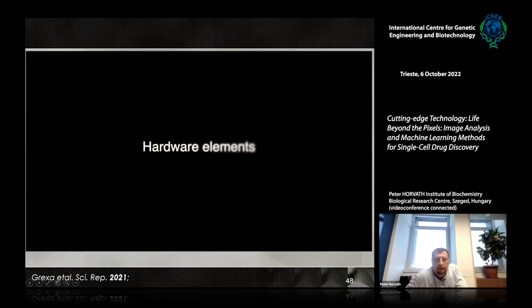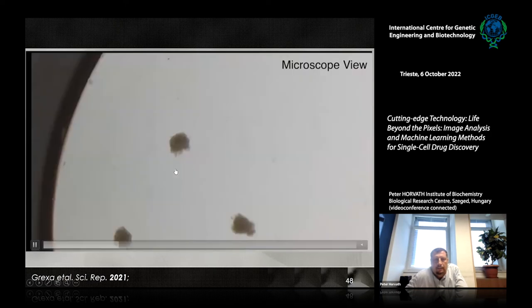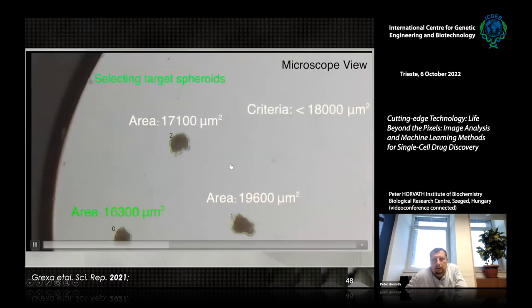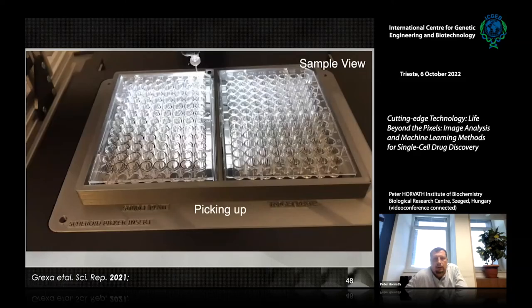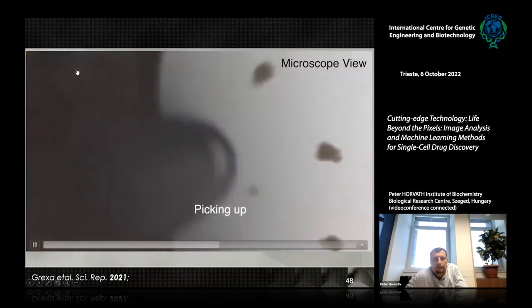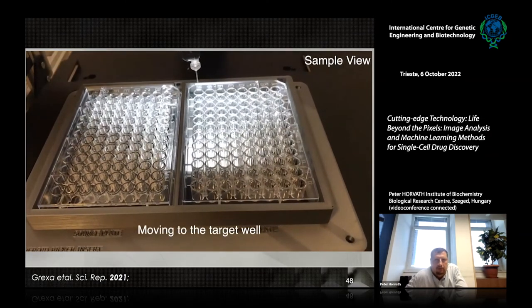What we have is a quite simple setup: a three-axis robot, a microscope, and a couple of holders. Then we screen the sample, find the spheroids, measure their properties, and decide on some criteria which are appropriate and which are not. For example, here the area was used, and then we come with this micropipette, go down, pick it up, and put it into the drug or whatever conditions you like.